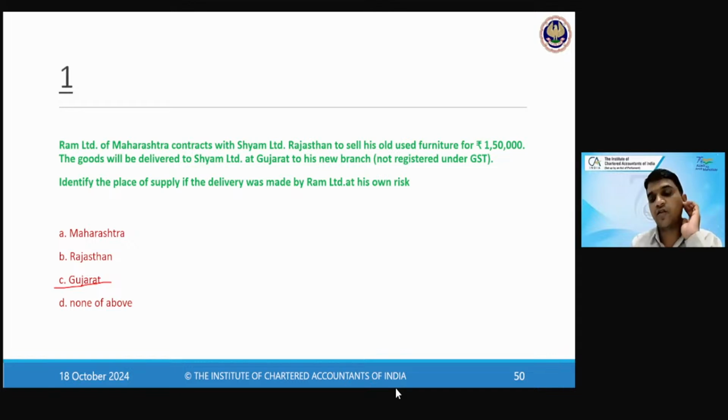Even if unregistered, the location is identified. Yes, if it is identified, that will become the place of supply. In many questions, the value is given after considering the subsidy. Correct. So if it is after considering the subsidy, it means the subsidy has been considered and the value reduced. That is the meaning of after considering the subsidy.